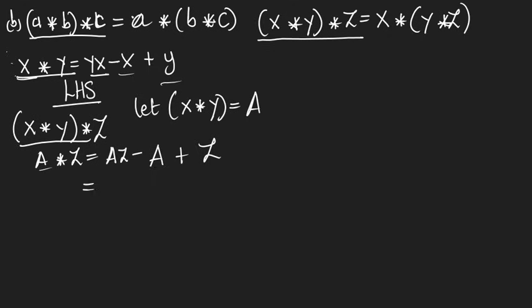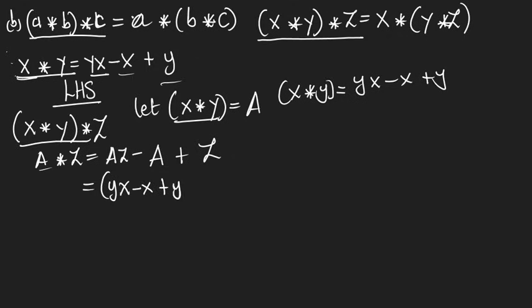Then I can expand while there is A, I can put this operation. But remember that x star y is the equation yx minus x plus y. So I can replace it there. So yx minus x plus y, then we multiply by z, minus, then A is still this particular guy there, so you can replace again.